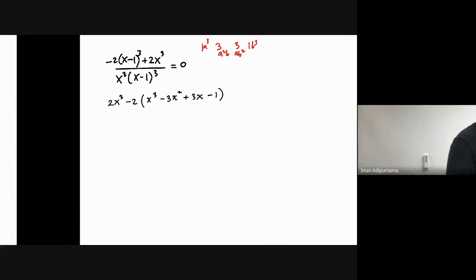Okay, now this part is cancelled. I will just look at the top equation. Okay, this is only the top equation. Let me solve this: 6x squared minus 6x plus 2, that's equal to 0.